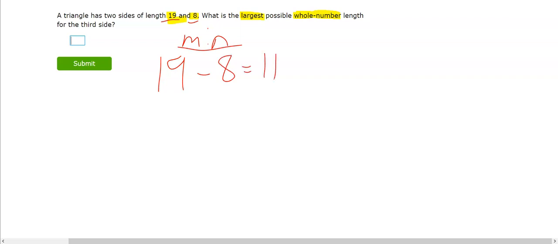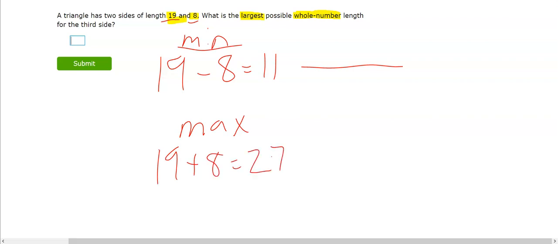Okay, once we reach that number, we'll create a flat line. So we can't actually get that number. And the maximum is going to be 19 plus 8, which should be 27. And again, that's just going to create a flat line.